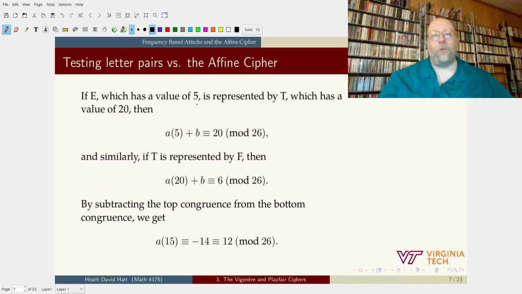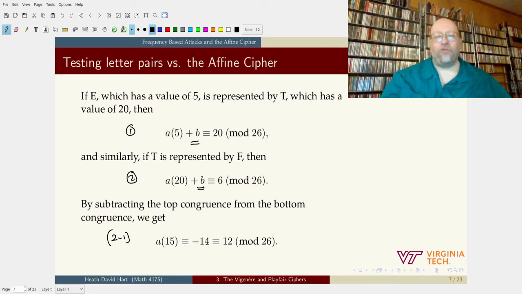If E has a value of 5, and it gets represented by T, which has a value of 20, then A times 5 plus B is congruent to 20. And if T is represented by F, then A times 20 plus B has to be congruent to 6. So I have this congruence, and I have this congruence. If I subtract them, I get this congruence. A times 15 is congruent to 12. When I subtract, the B's go away. And now I just have a congruence with one variable in it.